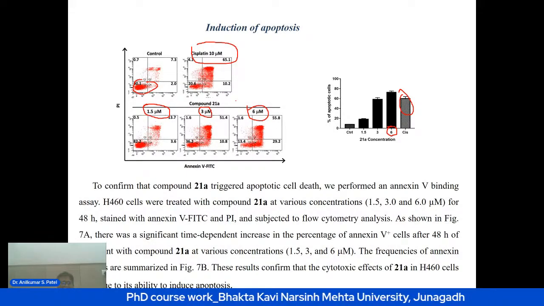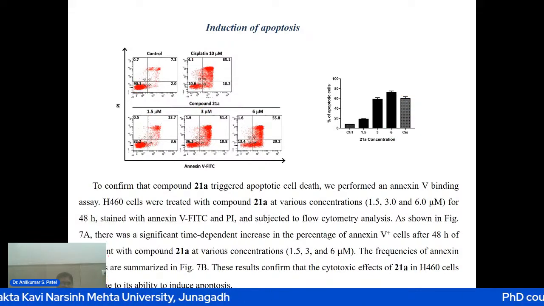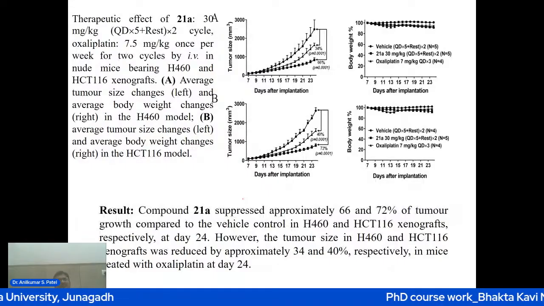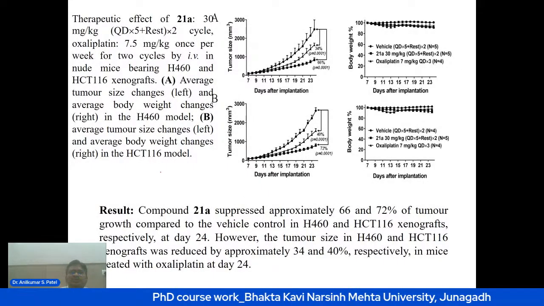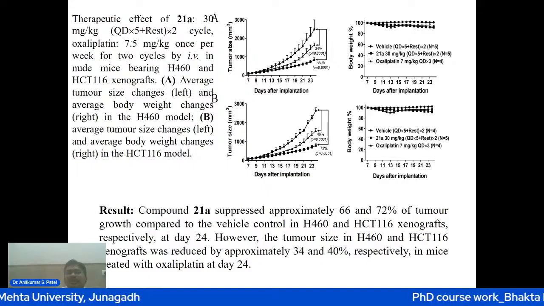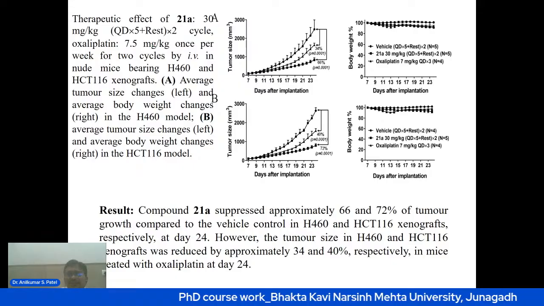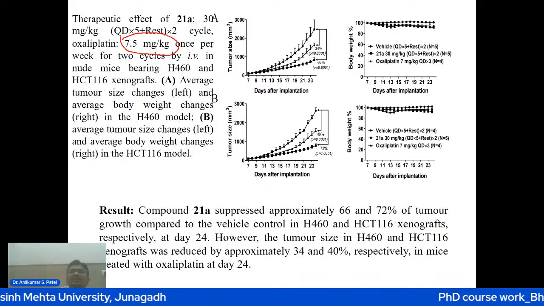After that, we checked the in vivo activity. In vivo means activity in a mice model study. We took compound 20A at a dose of 2 cycles, and oxaliplatin as the standard drug. The oxaliplatin dose was 7.5 milligram per kilogram of mice, once per week for 2 cycles.